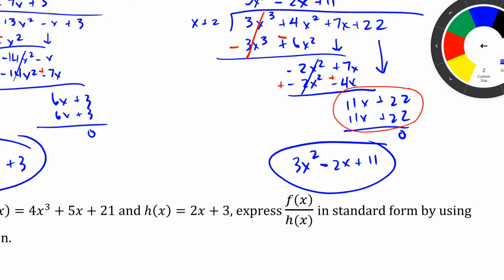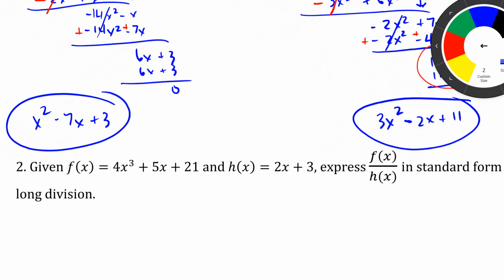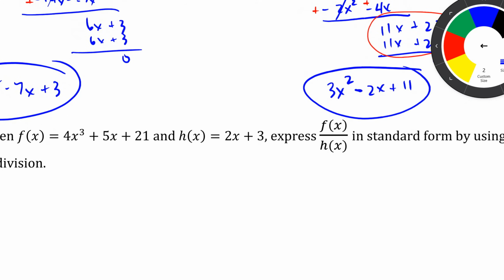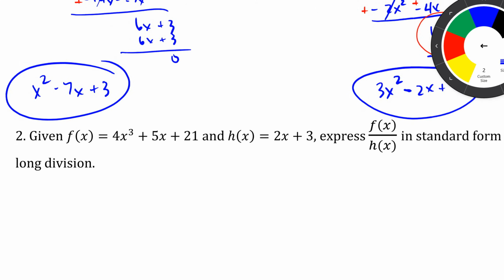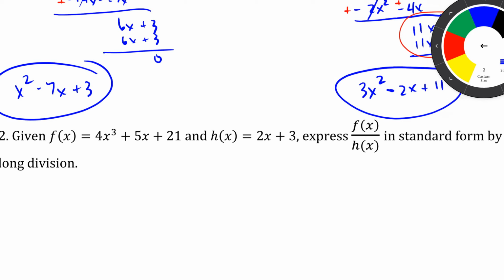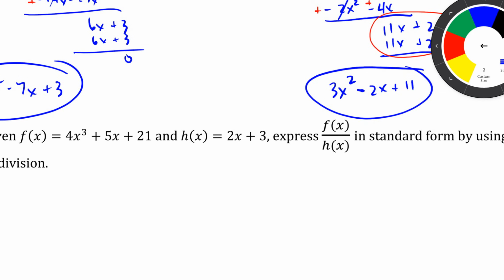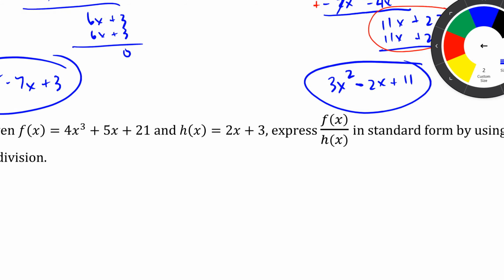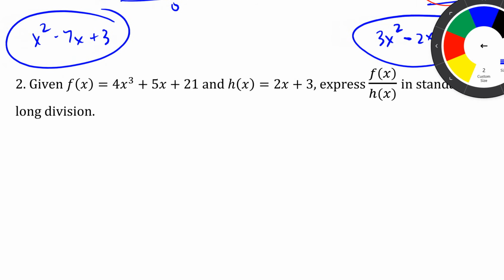All right, let's take a look at the next one. The next one's asking us to divide, just asking it in a different way. It tells us we have these two expressions, f of x and g of x, and is asking us to represent f of x divided by h of x. So what that tells me to do when I do long division is to put h of x on the outside. That's what I'm dividing by.